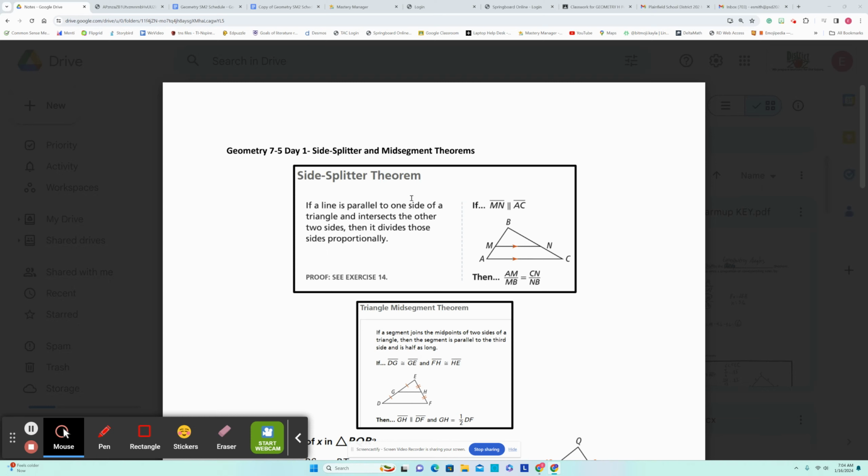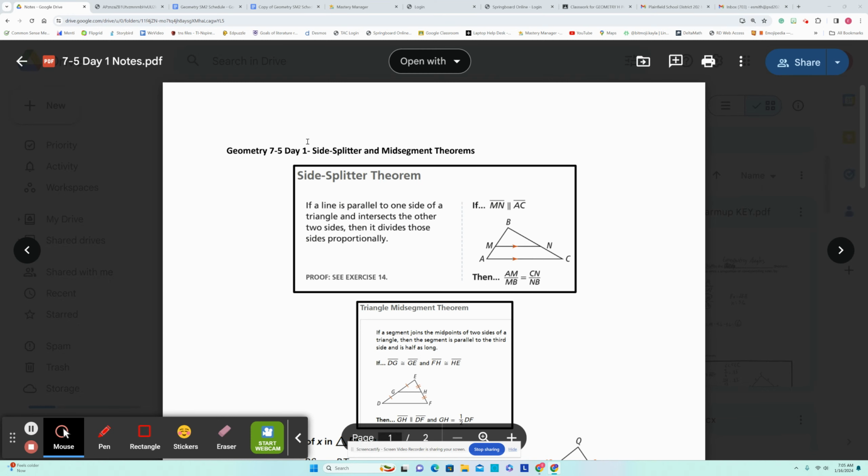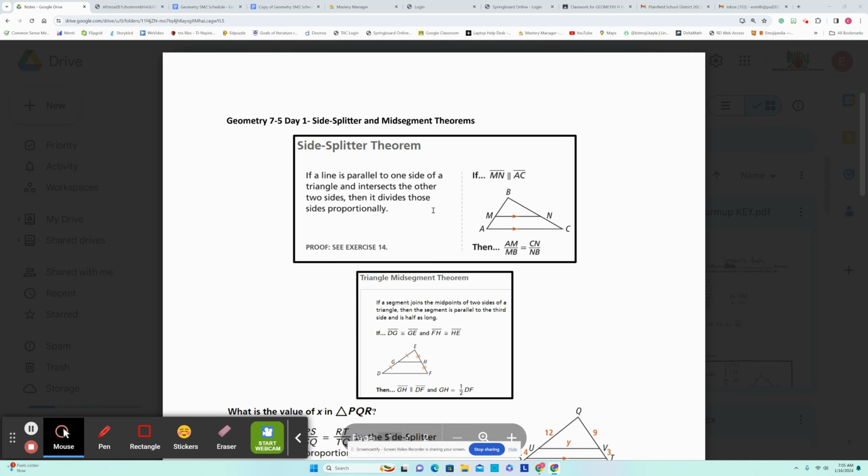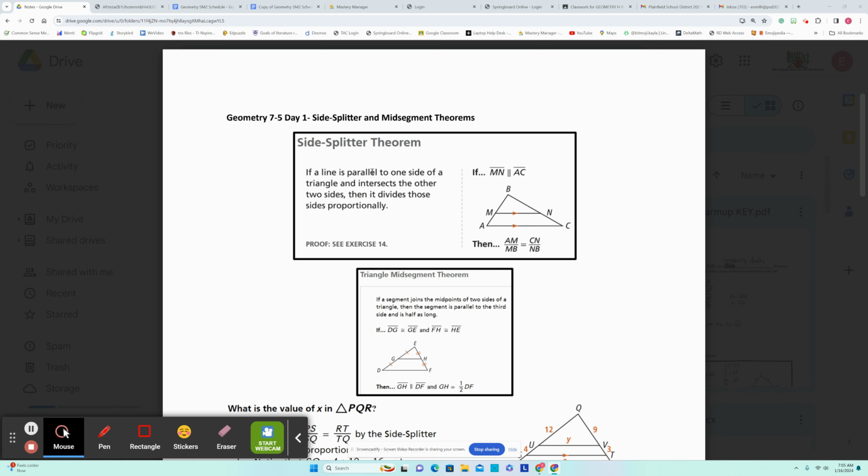Okay, good morning, everybody. So today we're going to talk about Section 7.5, Day 1 of the side splitter and mid-segment theorems. So here are the theorems themselves. The side splitter theorem is: if a line is parallel to one side of a triangle and intersects the other two sides, then it divides those sides proportionally.